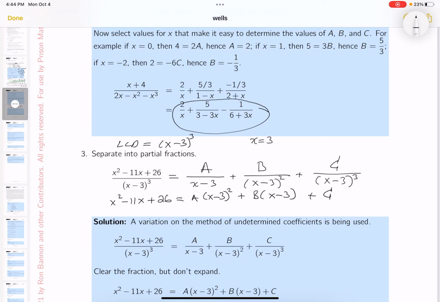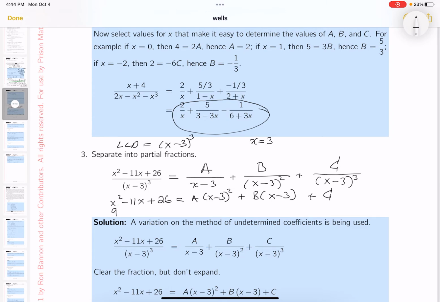And what would you get? Now, let's write this down. 9 minus 33. I'm sorry, 33, because if x is 3, 3 times 11 is 33, plus 26. And what's nice about picking 3? The first 2 terms disappear, and we would get a C. So I think I can do it. I'm going to say 9 plus 26 is 35, and 35 minus 33 is going to be 2. So I'm going to say C is equal to 2. All right, this is done. I'm not going to pick that again.